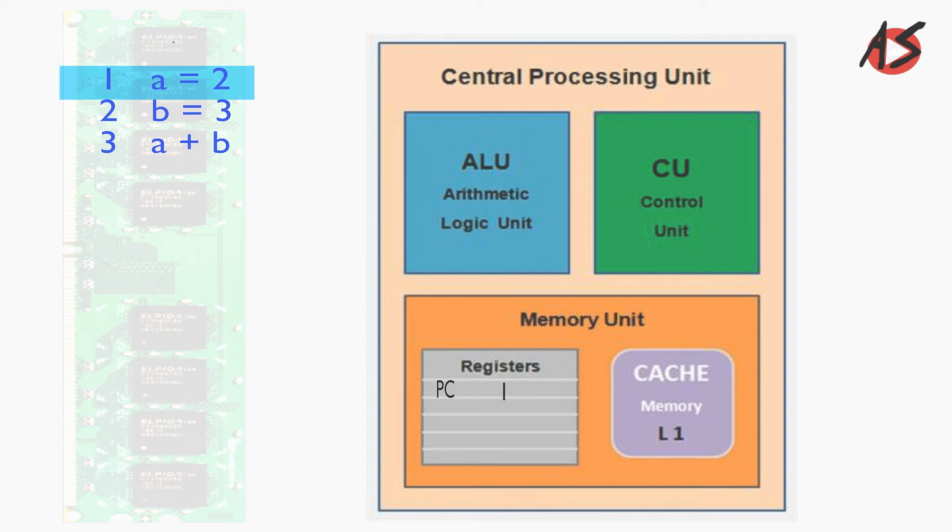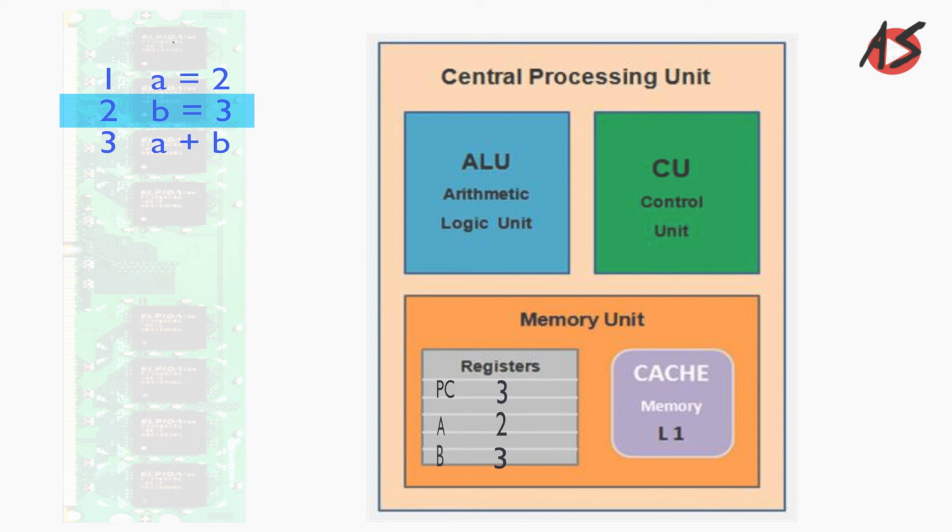Since the first instruction is A equals 2, the control unit loads the value of variable A into register A for faster processing. This is the end of the first instruction. The program counter increments its value by 1, so the new value is 2. The control unit loads the value of variable B, that is 3 in our case, into register B. At the end of this instruction, the program counter increments by 1, so the current value is 3.